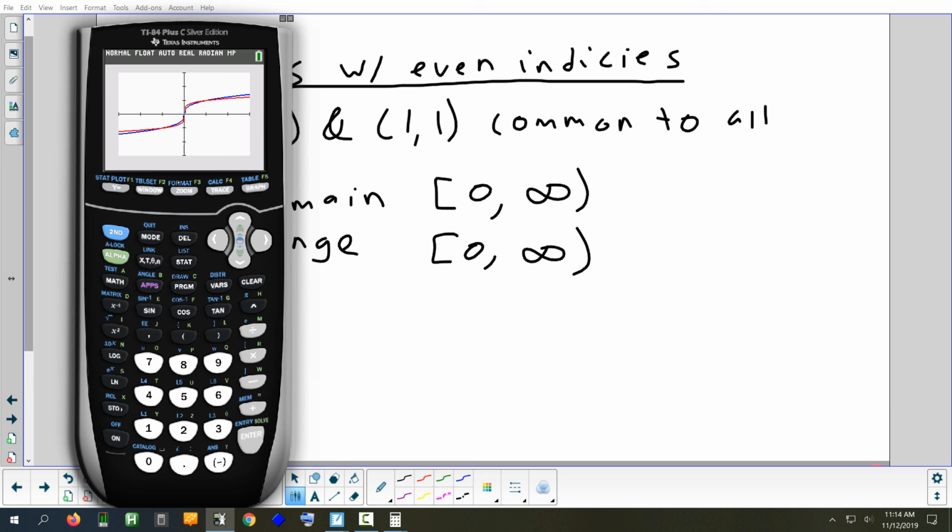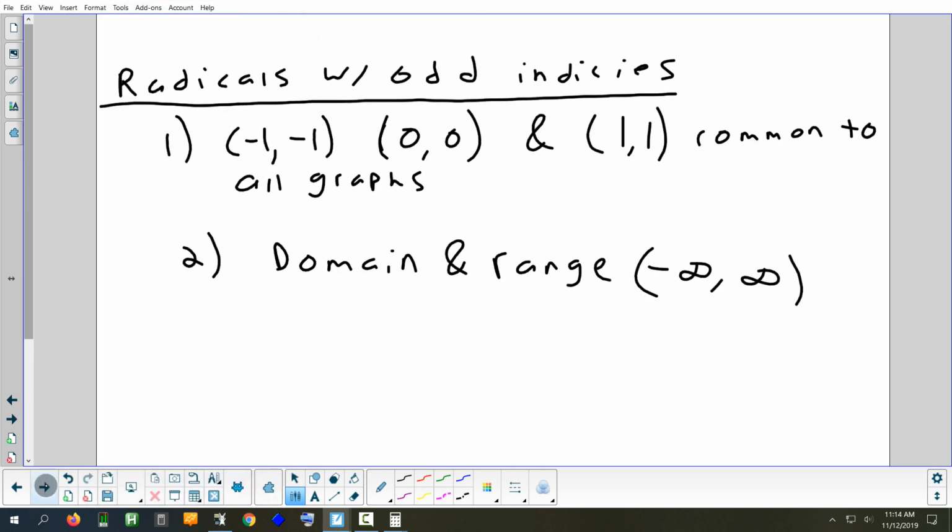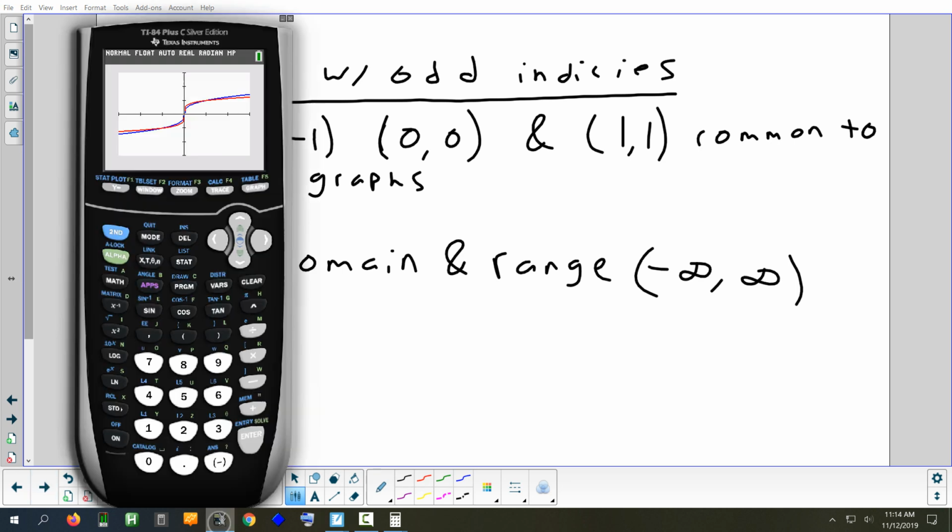It is. This graph goes left and right forever. No matter where I put a vertical line, it's always going to hit it. Okay, so the domain is -infinity to infinity, and so is the range. This graph goes up and down forever. You might say, well, doesn't it look like it's leveling off? Maybe we have a horizontal asymptote. You don't.